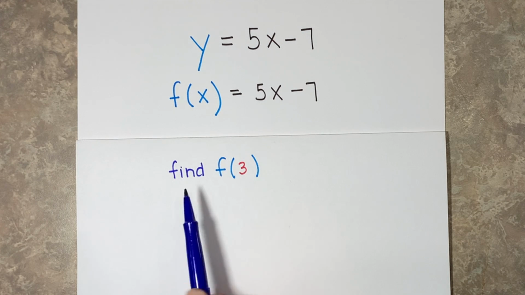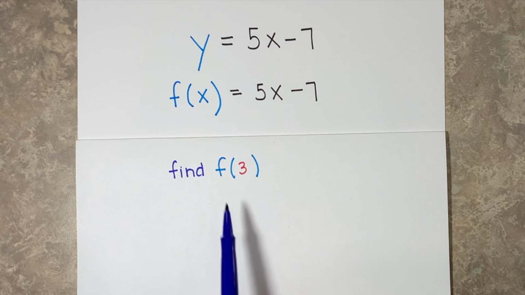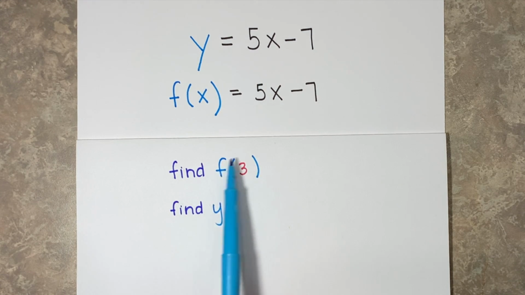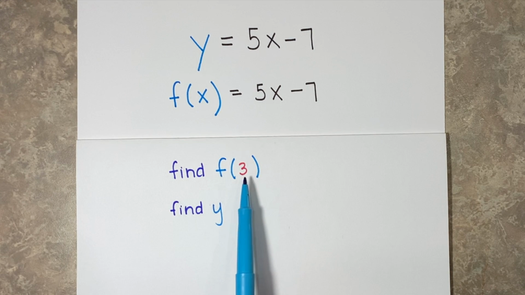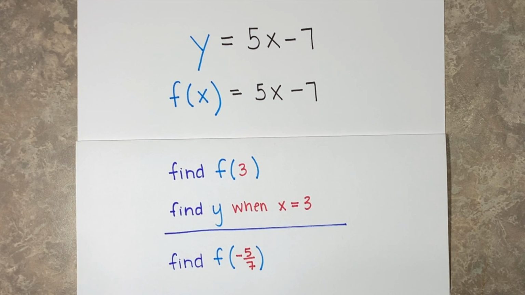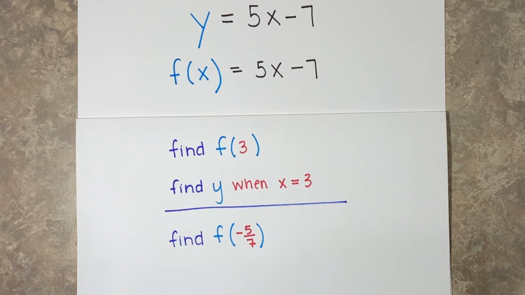So if you're asked to find f of 3, we know that f of 3 is y. So we could rephrase the question as find y. But this notation doesn't mean any y. This means a specific y. What's inside the parentheses, that represents x. So this notation means y when x is equal to 3. To find f of -5/7, we could again rephrase this as find y, but again, we're not being asked to find any y here. We're being asked to find y when x is -5/7.